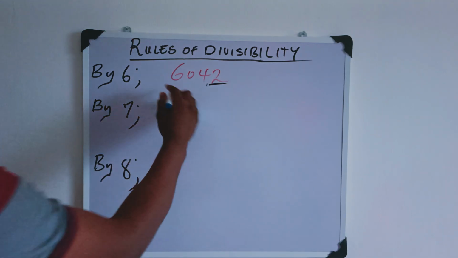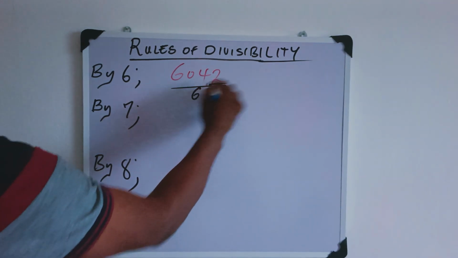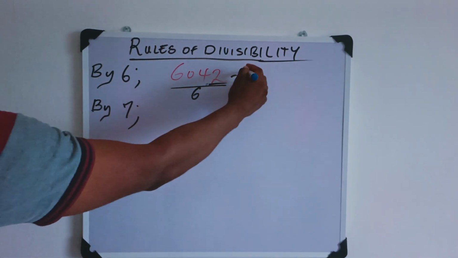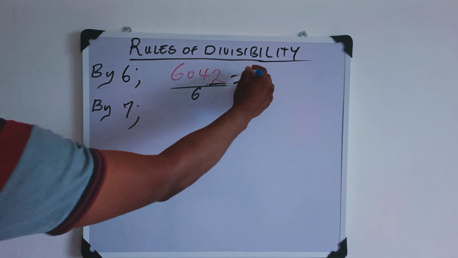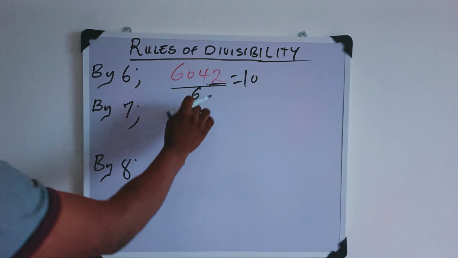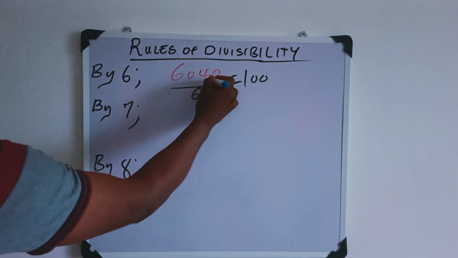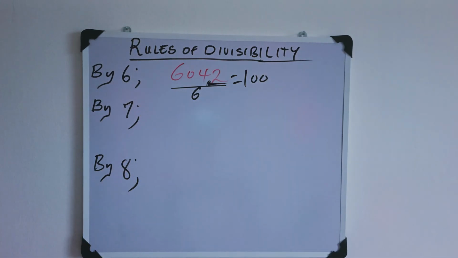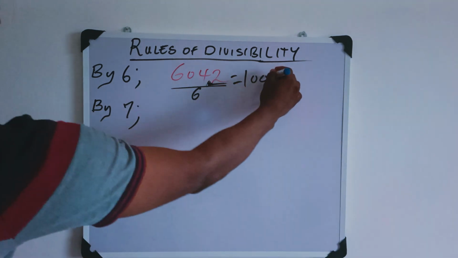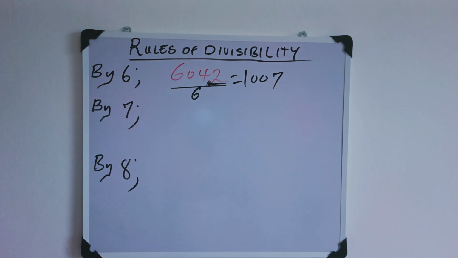So let's prove that. 6 divides 6 gives 1. 6 divides 0, of course 0. 6 divides 4, impossible, so you write 0. Then you have remaining 4. You add it to the last digit. 6 divides 42, you have 7. So 6042 is divisible by 6, and the result is 1007.